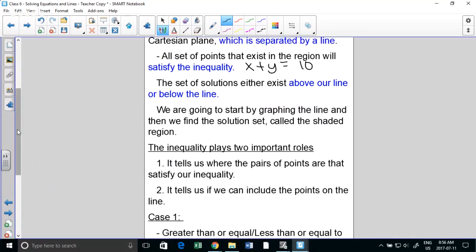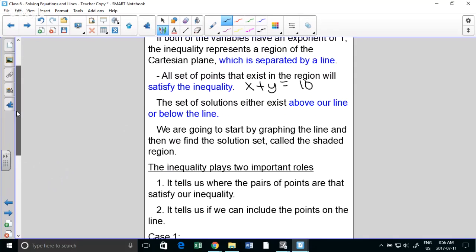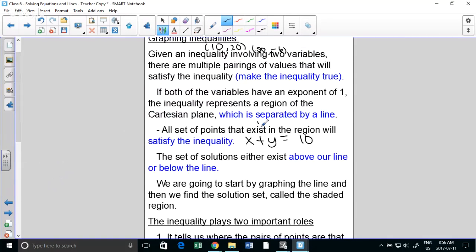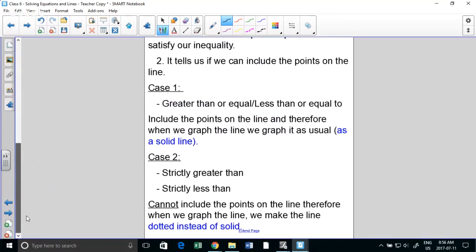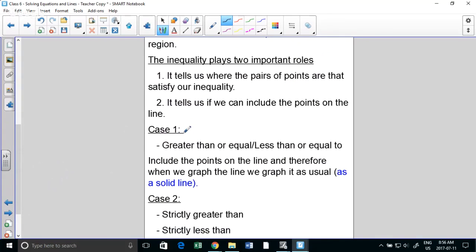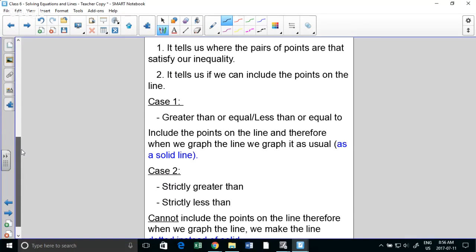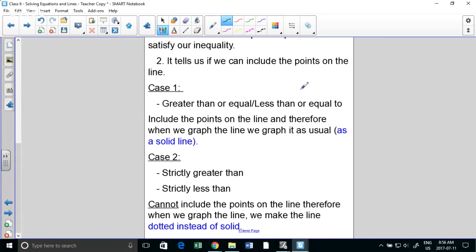Now, we don't have an equal sign. We actually have an inequality, like I said, so we'd have something like this. So the inequality plays 2 important roles. It's going to tell us where the points are that satisfy our inequality, either above or below the line. It also tells us whether or not the points on the line itself are part of our solutions.